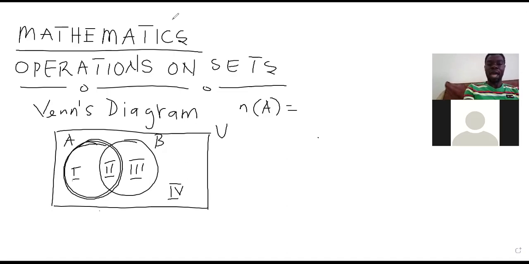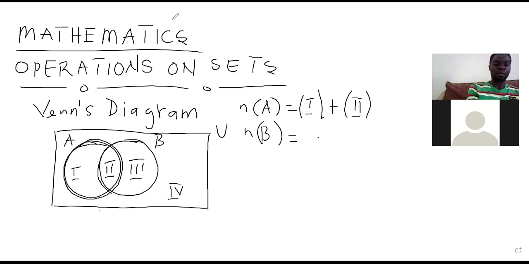So number of A is equal to I plus I plus I. Take note, that's number of A. Now, number of B, then automatically, number of B will be this circle. The whole of this circle is giving you number of B. So number of B should be I plus I. That should give you number of B.